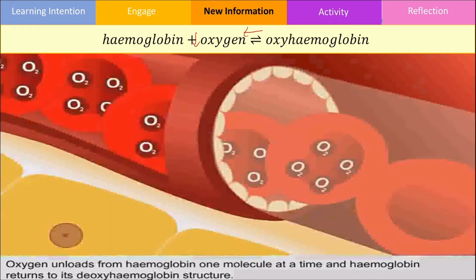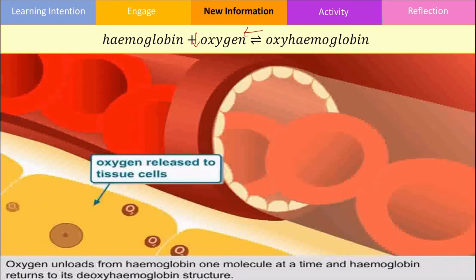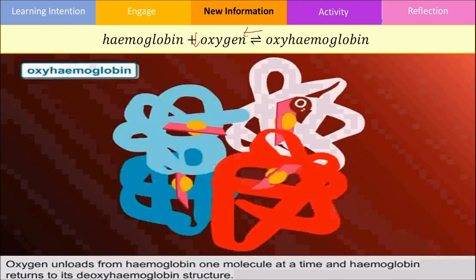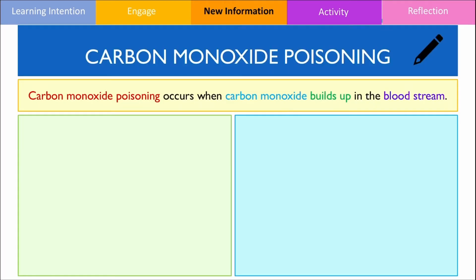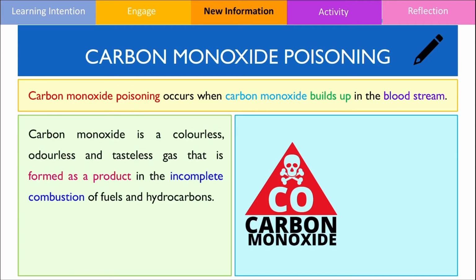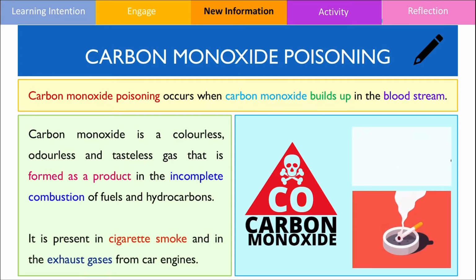Now that we have developed an understanding of hemoglobin and how it works, let's now talk about carbon monoxide poisoning. Carbon monoxide poisoning occurs when carbon monoxide is inhaled and builds up in the bloodstream. Because it's a colorless, odorless, and tasteless gas, carbon monoxide is often described as a silent killer. Carbon monoxide is formed as a product from the incomplete combustion of fuels and hydrocarbons, where it's typically found in cigarettes and exhaust gases and areas of high traffic pollution.